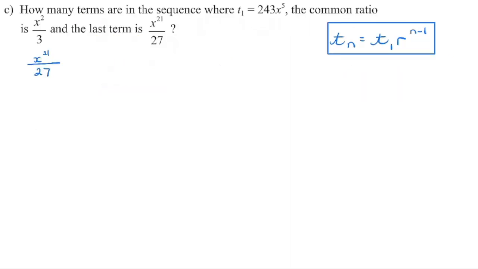In this next one, we're also looking for n, the number of terms, but we're now going to throw some variables in here. So the last term we're given is this x to the power of 21 over 27. The first term is that 243 times x to the power of 5. We have our common ratio, and we're looking for n.